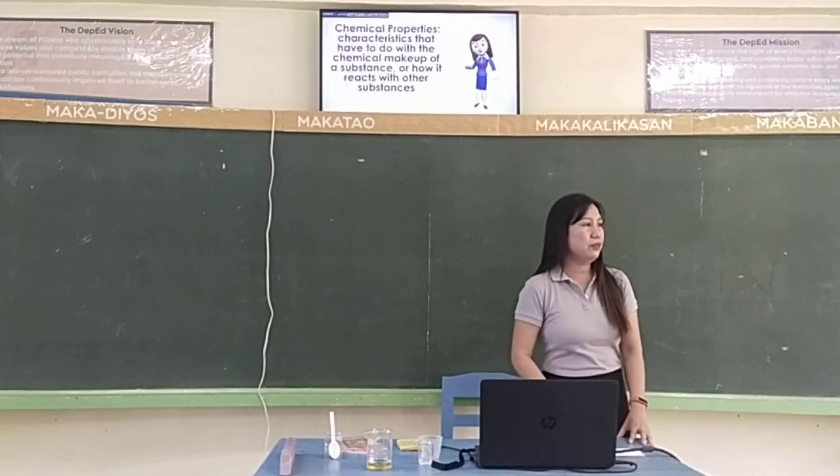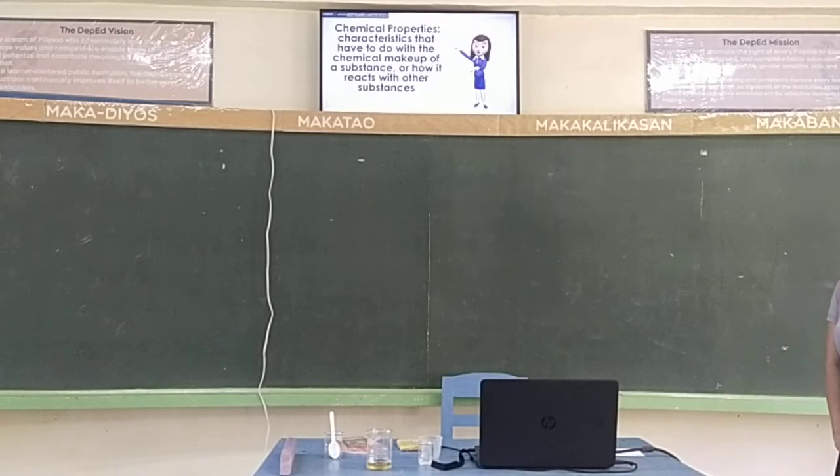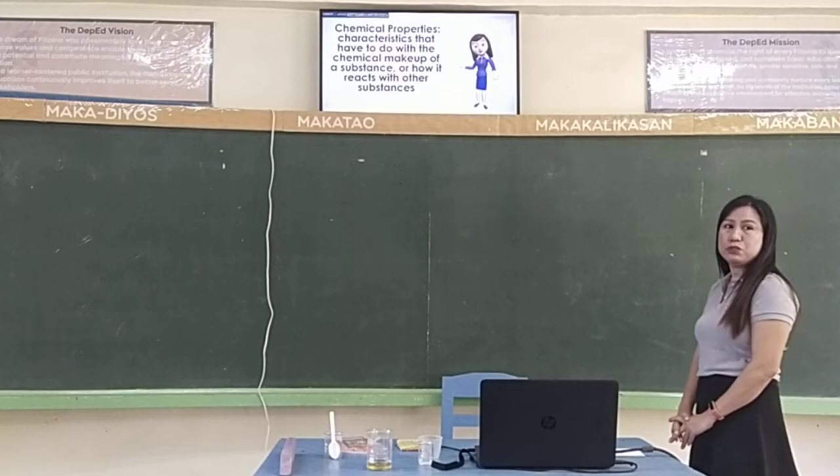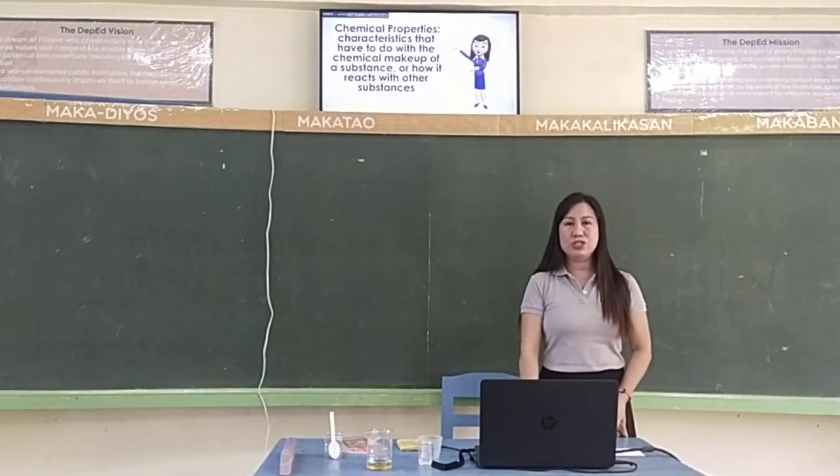Let's go to the second one. Can you please read, Miss Shelley? Chemical properties: characteristics that have to do with the chemical makeup of a substance or how it reacts with other substances. Okay, so this has something to do with chemical properties or chemical reactions.